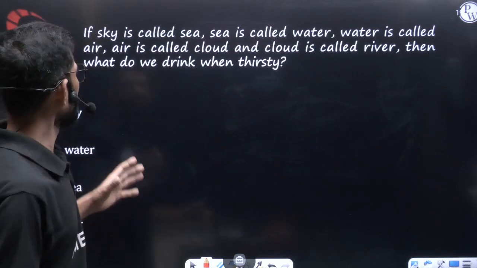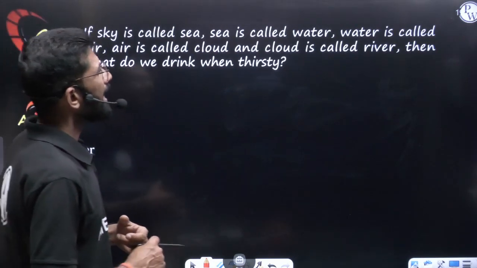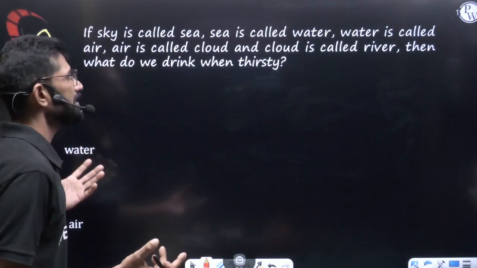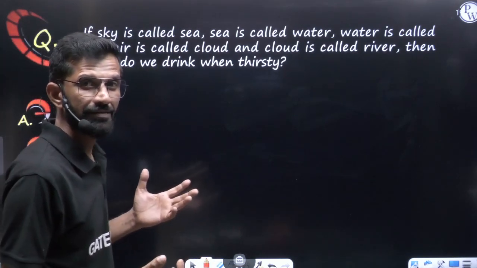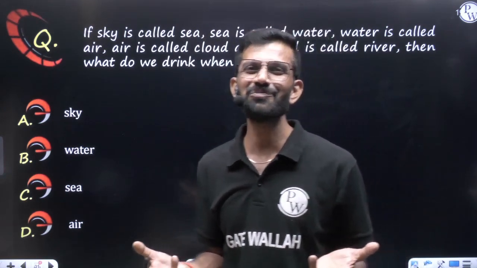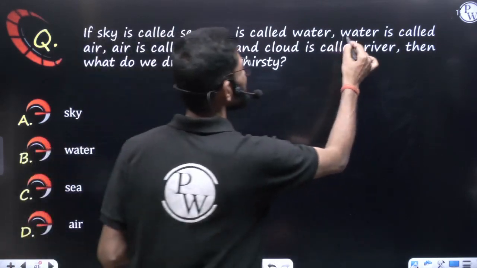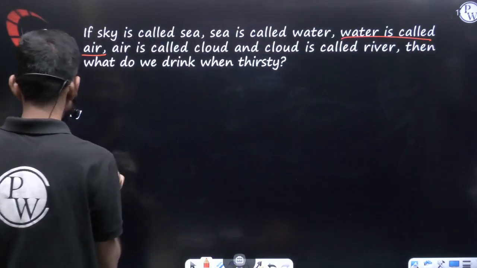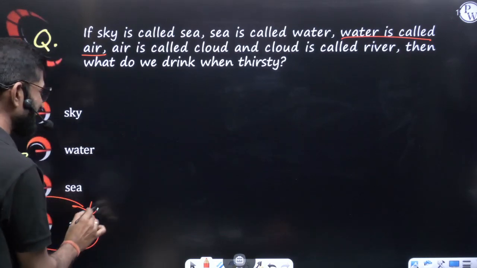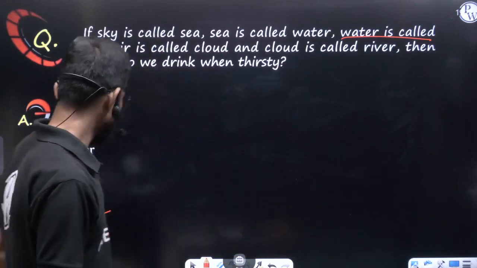Now this one you can try. If sky is called sea, sea is called water, water is called air, air is called cloud, and cloud is called river, then what do we drink when we are thirsty? Okay, so you people are saying when we are thirsty we drink air. Very good, superb. Actually we drink water, but water is called air. So we'll say when we are thirsty we'll drink air because we have to talk in code. This part is clear? Now next.